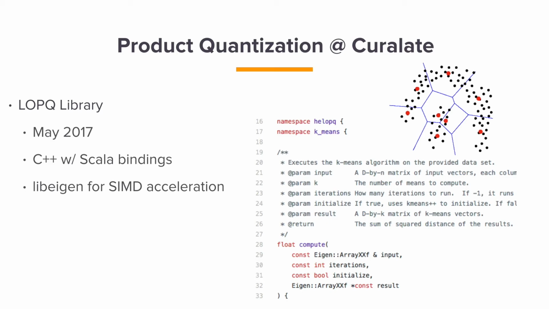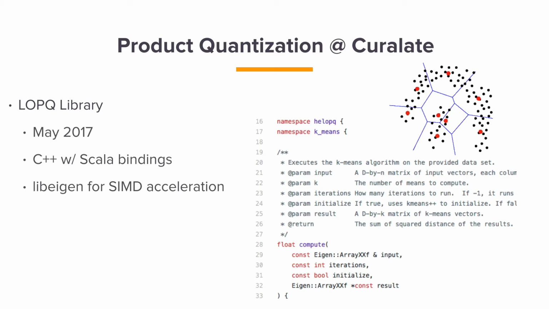We built it into a library in May 2017. We wrote it in C++. We used libeigen to get SIMD acceleration. Do you guys know what SIMD is? Some of you do. It's cool. It's like SSE or MMX. You guys remember MMX? MMX is SIMD, where you say, like, here's 4 values, add them to 4 other values, and you do it in one CPU cycle. So we get that for free with higher level libraries now.